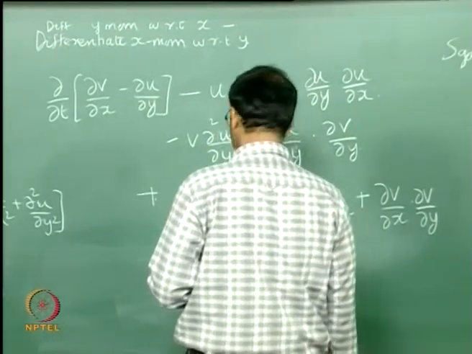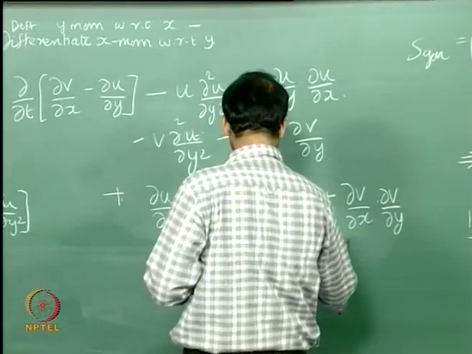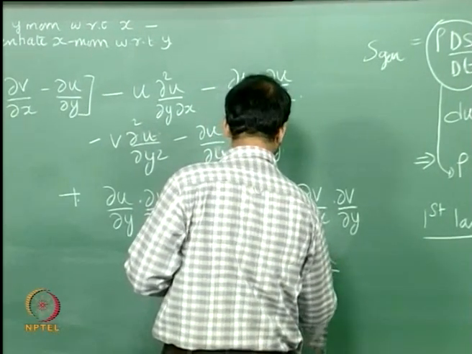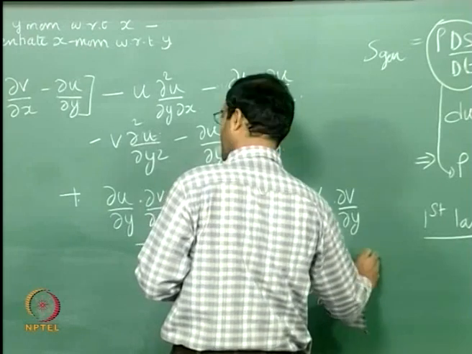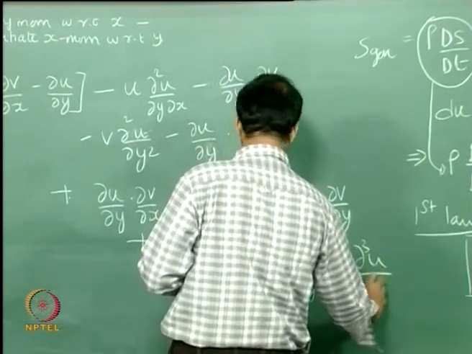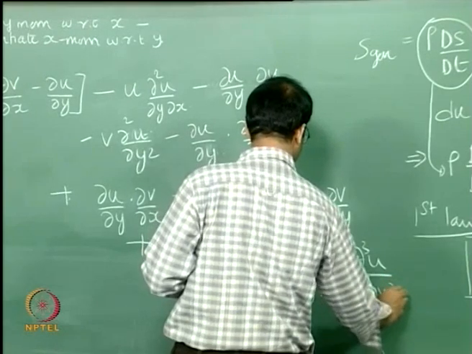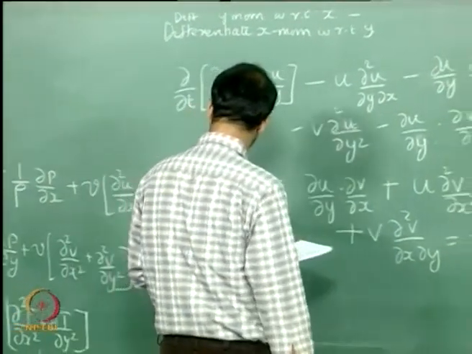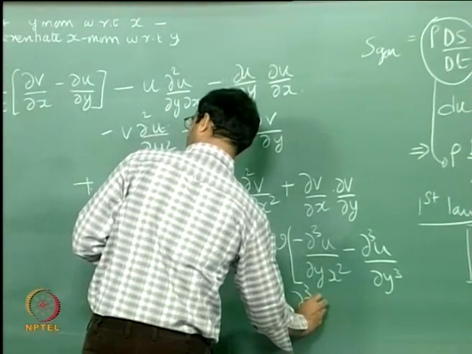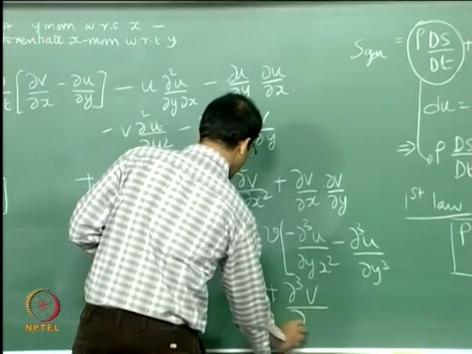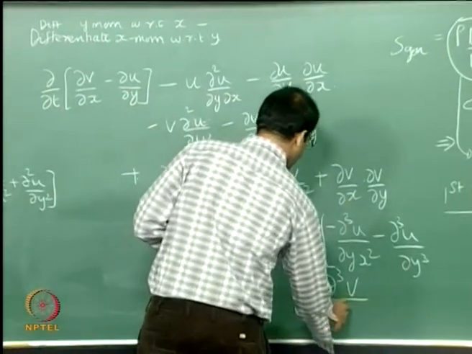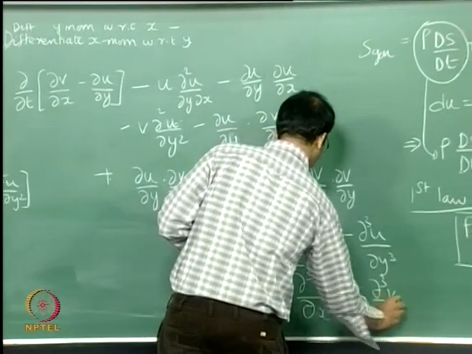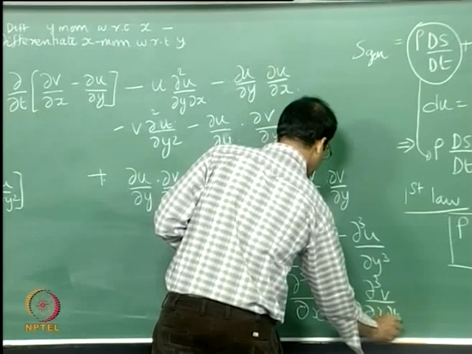Okay, on the right hand side I will have nu into minus d cube u by dy dx square minus d cube u by dy cube plus, so I will have these two terms right here, d cube v by dx cube plus d cube v by dx dy square.